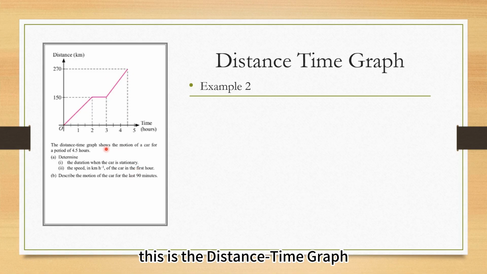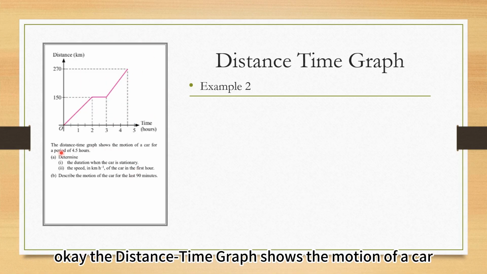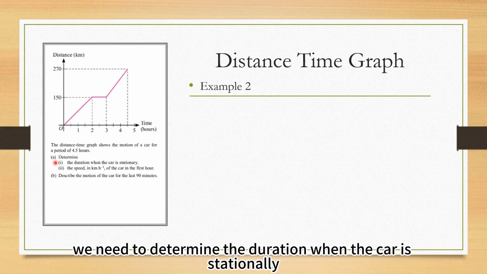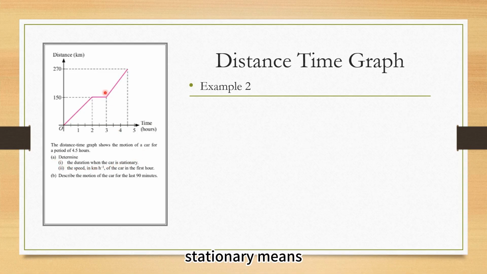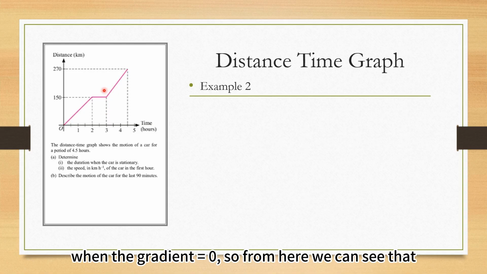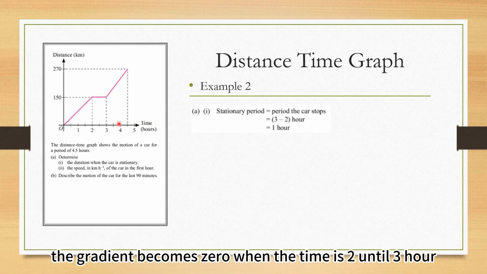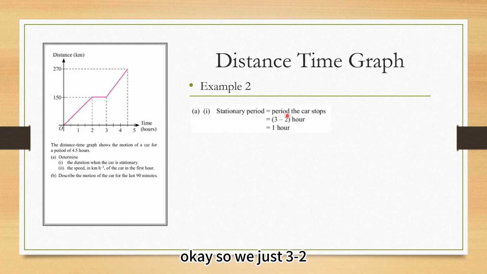This is the distance time graph. The distance time graph shows the motion of a car for a period of 4.5 hours. First we need to determine the duration when the car is stationary. Stationary means when the gradient is equal to 0. From here we can see that the gradient becomes 0 when the time is 2 until 3 hours. So we just do 3 minus 2. So the stationary period is equal to 1 hour.